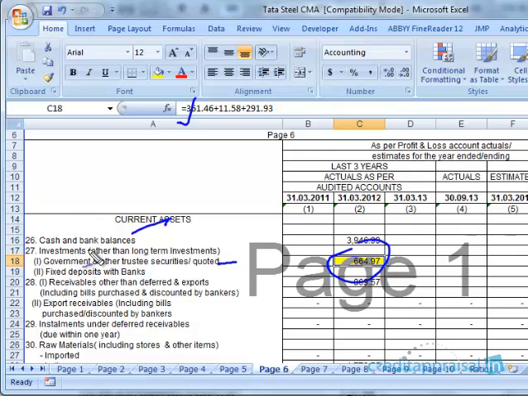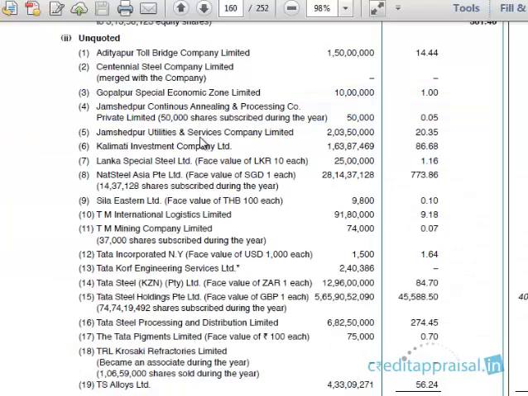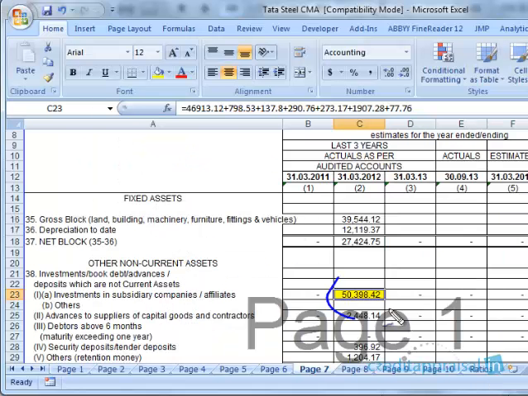So all the investments, the short-term, the government trustee securities, fixed deposits to banks, all these are current assets. So that item 36146 I have put in current assets. The unquoted portion, 46913, I'm putting under other non-current assets, investment in subsidiary group companies. In CMA we'll definitely have this entry, right?